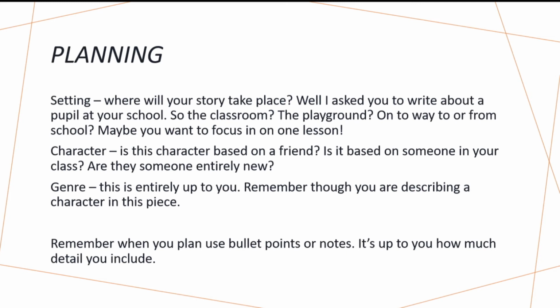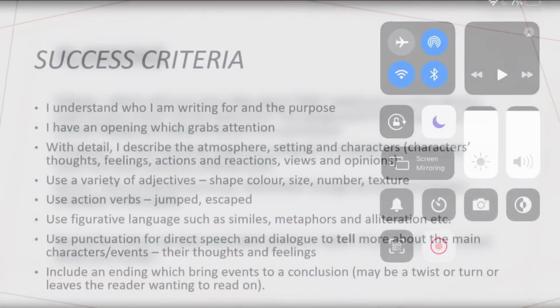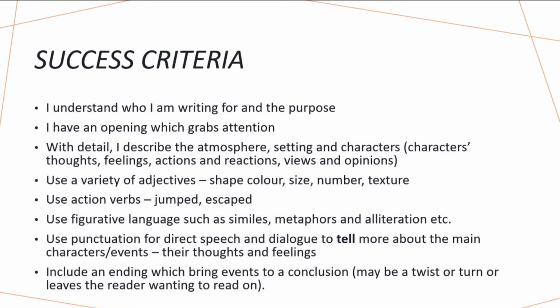It's up to you how much detail you include. In the planning sheet, I have given you examples of exciting sentence types you might want to use in each part, but again, it's entirely up to you. This is what a good story will have in it. You need to understand who you're writing for and the purpose. The purpose is to describe a character. Therefore, if you're writing about the moon or going to Mars, have you really achieved what we're looking for here?